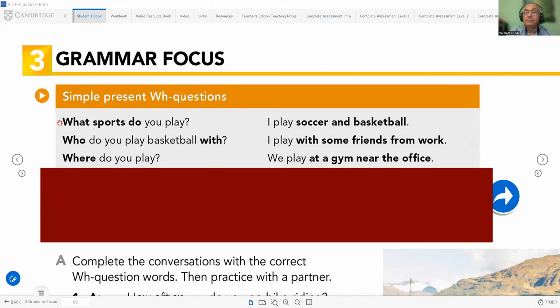What sports do you play? I play soccer and basketball. Who do you play basketball with? I play with some friends from work. Where do you play? We play at a gym near the office.